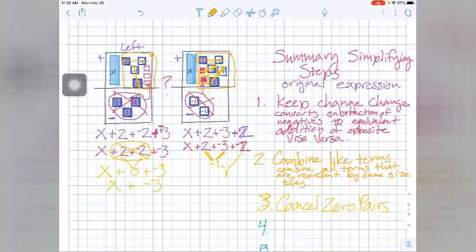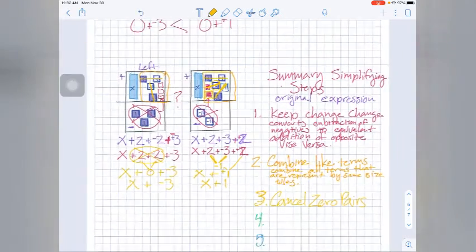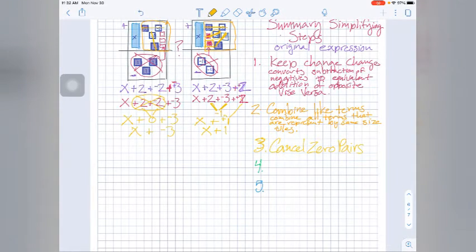So that's what's left of that. Everything else canceled out. So all I have left is this x and this 1. So this is going to become x plus 1, x plus +1, which is equal to x plus 1. So that is how we cancel 0 pairs.